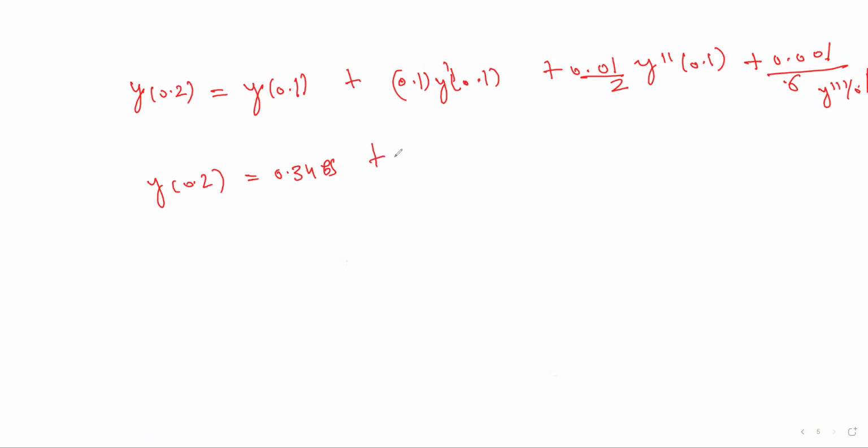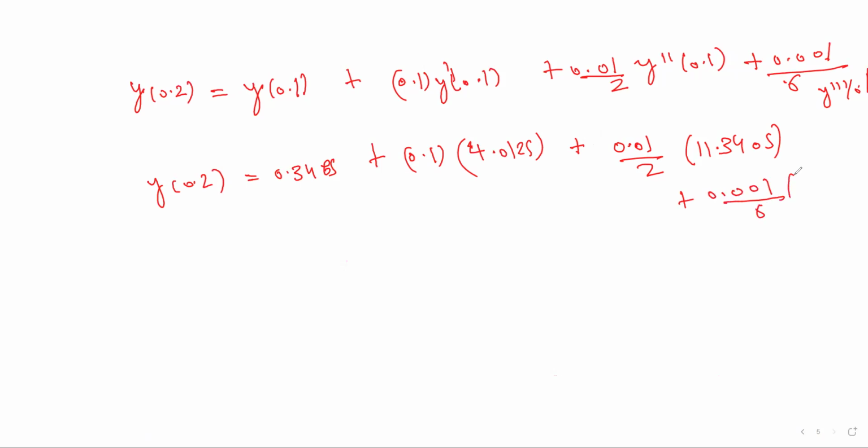Put the value plus 0.1 times 0.40125. Then you have 0.1 to the power 2 times 11.3405, plus 0.1 cubed divided by 6 times 25.9965. You just calculate this value of y(0.2), and you'll get 0.8108.